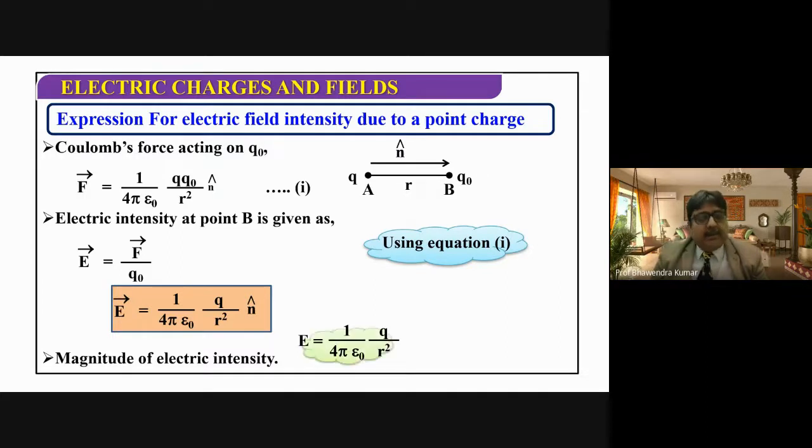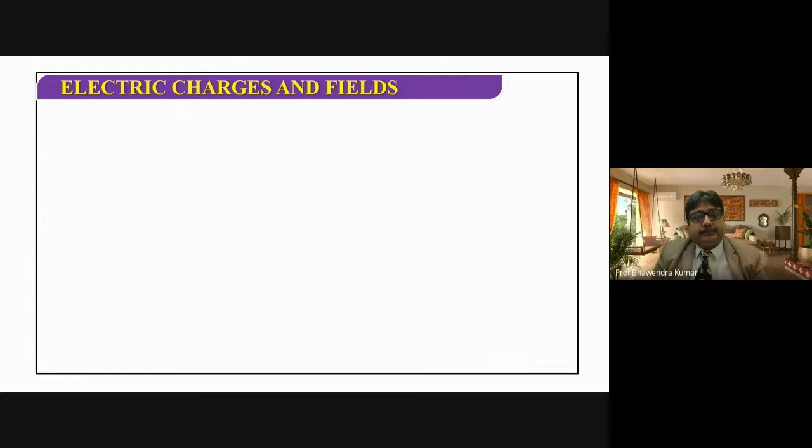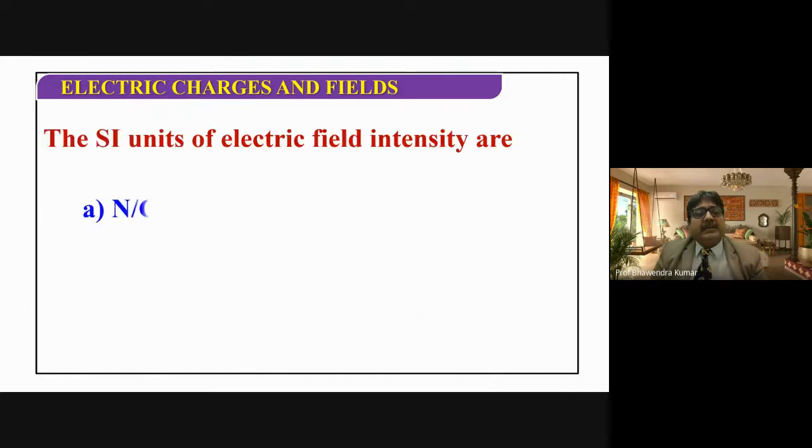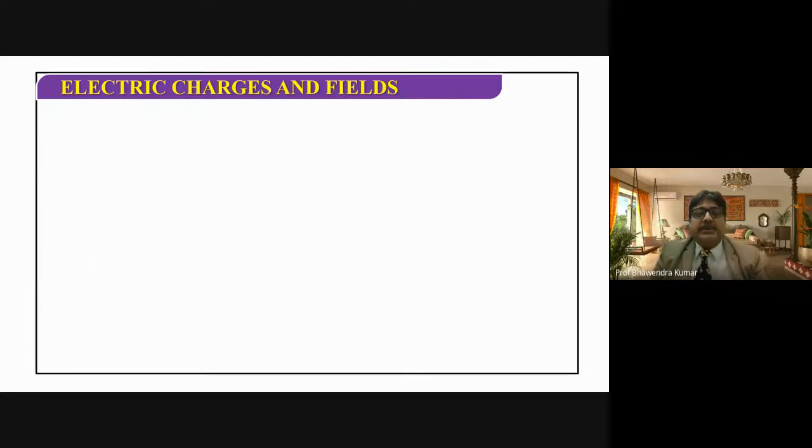Correct? If I have the vector form R1 and R0, then E vector can be written as KQ by mod R1 minus R0 the whole square. Right? R1 is the point where the charge is kept. R0 is the point where we are trying to find the field. SI unit will be what? Newton per coulomb and volt per meter. I hope you understand it.